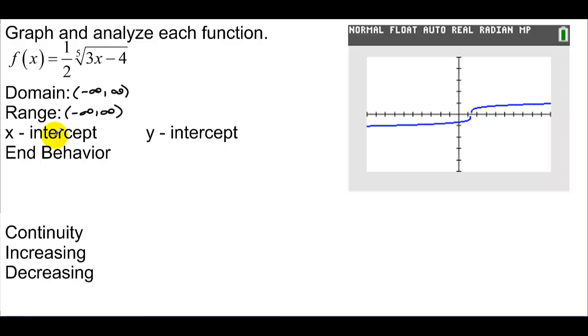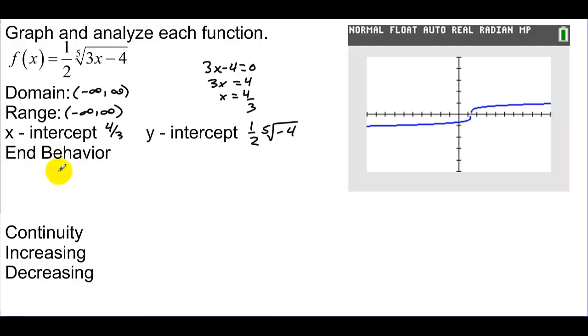X-intercept, that's what makes y 0. So we would have 3x minus 4 needs to be 0. So 3x equals 4. So the x-intercept is 4/3. So this crosses the x-axis at 4/3. Now, to get a y-intercept, we have to plug 0 in for x. So we have 1/2 times the fifth root of, we plug 0 in for x, we get negative 4. So it's 1/2 times the fifth root of negative 4, and that's that value right here. So it's a little less than 1.